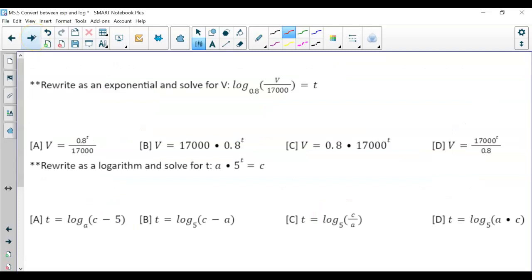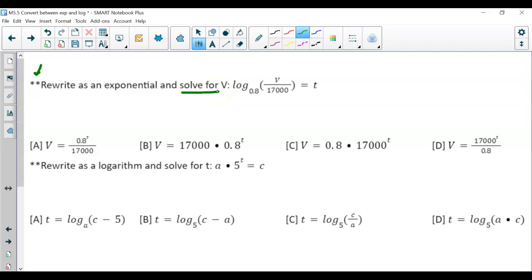Now, for those who try these double-starred questions, go ahead and pause the video and try these, and then I'll go over this with you. And here we go. So here you are rewriting this log as an exponential. The extra step, though, why this is a double star, is you're solving for v. So first, rewrite it as an exponential.